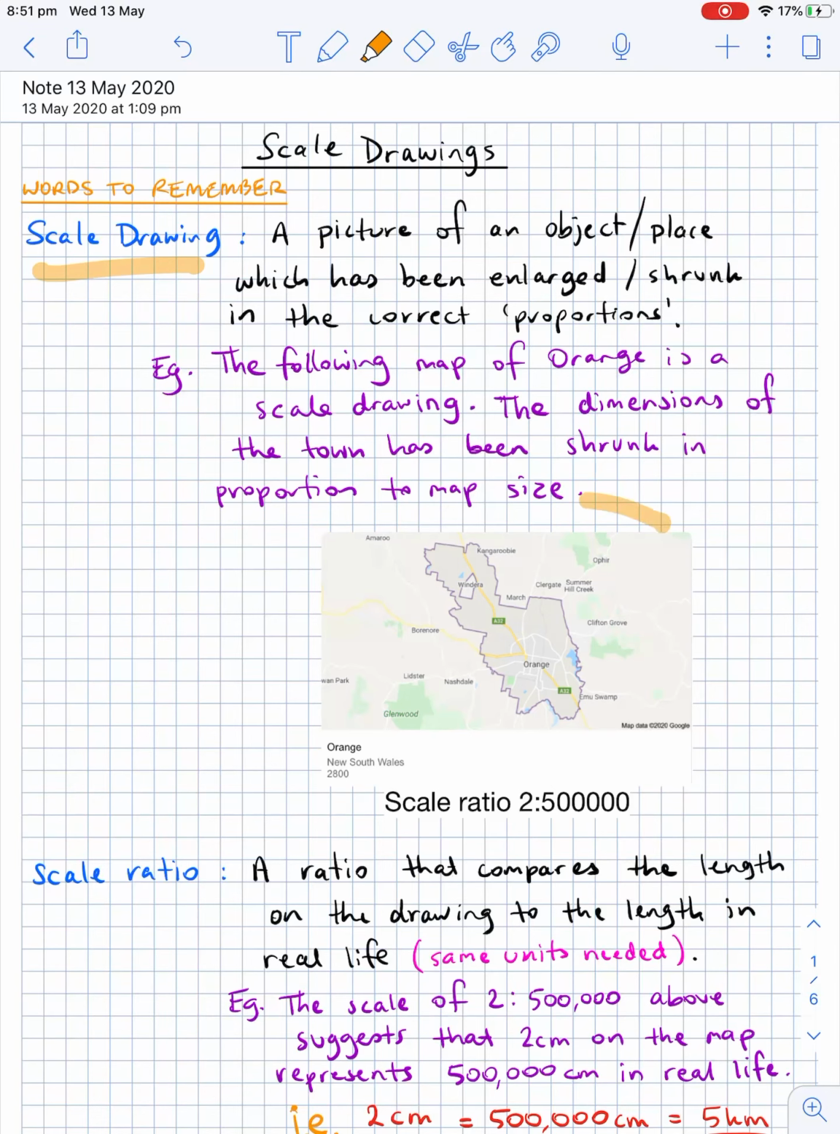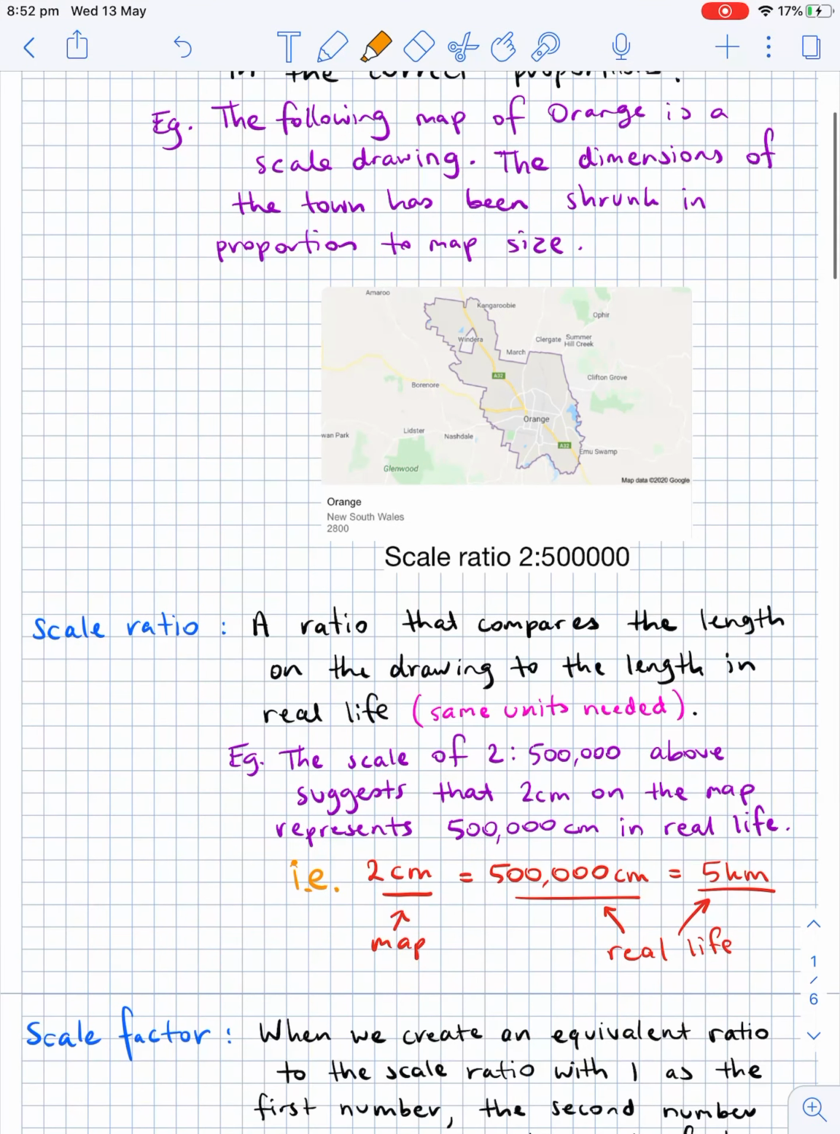So I've got an example of a scale drawing right here in the form of a map. This map has shrunk the town of Orange into this small area where we can see the whole thing. And you'll notice that things like the roads and the distances from Orange to other places, it looks right. They're all in the same sort of proportions with each other, if that makes sense. So that's what a scale drawing does. If something's to scale, it's drawn properly, but it's just going to be either enlarged or shrunk down. So we know exactly how much it's been enlarged or shrunk by because we will be given a scale ratio.